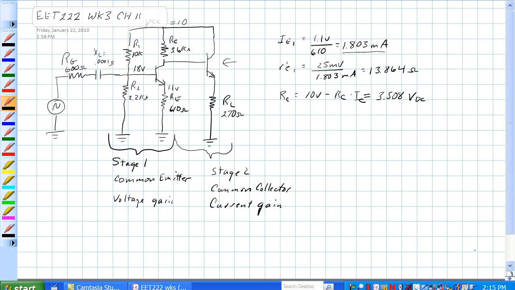So this is a continuation of the two-stage amplifier. The voltage at the base here is 3.508 volts. Voltage at the emitter of Q2 is 2.808 volts. Now we need to find out how much current is here so we can figure out what our r'e is for Q2.